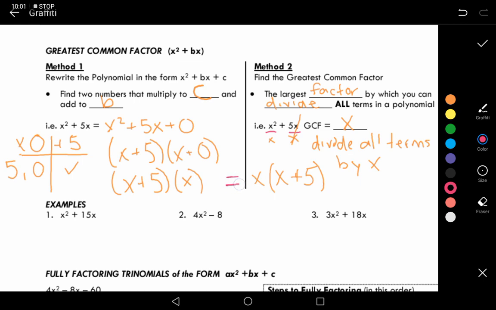again, regardless of what way you do this, you're going to get the same answer, right? So over on the left, we got x plus 5 times x, and on the right, we also got x times x plus 5. Same thing, okay? And again, if you wanted to check your work, you could just do the opposite. Remember, expanding is the opposite. So if you wanted, you could distribute that. x times x is x squared, so that's good, and x times 5 is 5x, so you'd end up with what you started with.